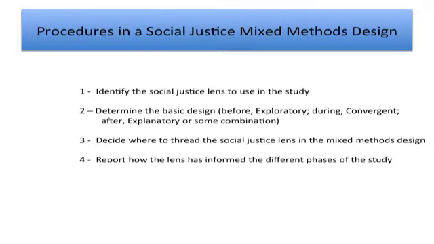How do you conduct one of these advanced designs? It starts by thinking about what social justice lens you plan to use. Will this be a feminist gendered lens? Will it be a racial lens, an ethnic lens? And you need to become very familiar with the literature about that lens. Then determine what type of basic design you're going to use. Is it going to be exploratory, convergent, explanatory? And then decide where your lens is going to thread into this mixed methods project. And it could thread into many phases.